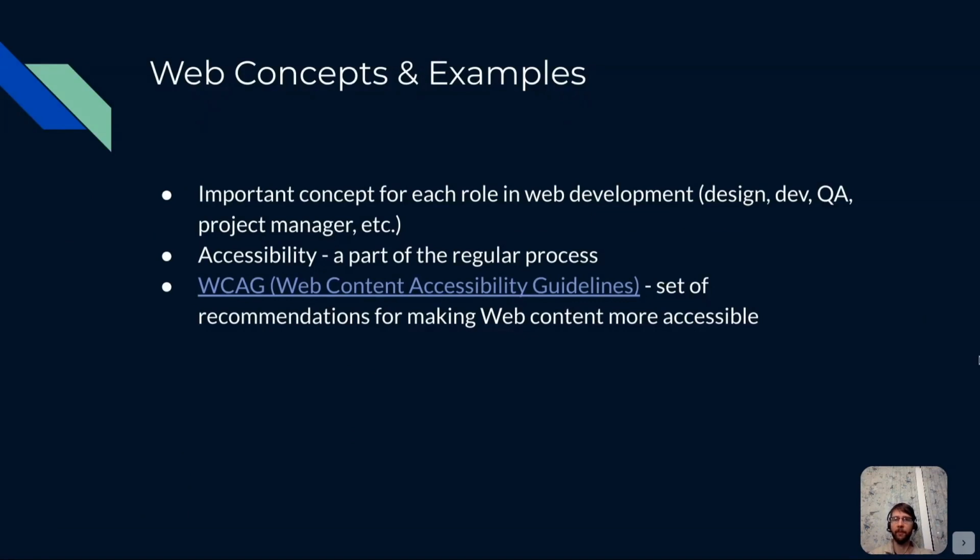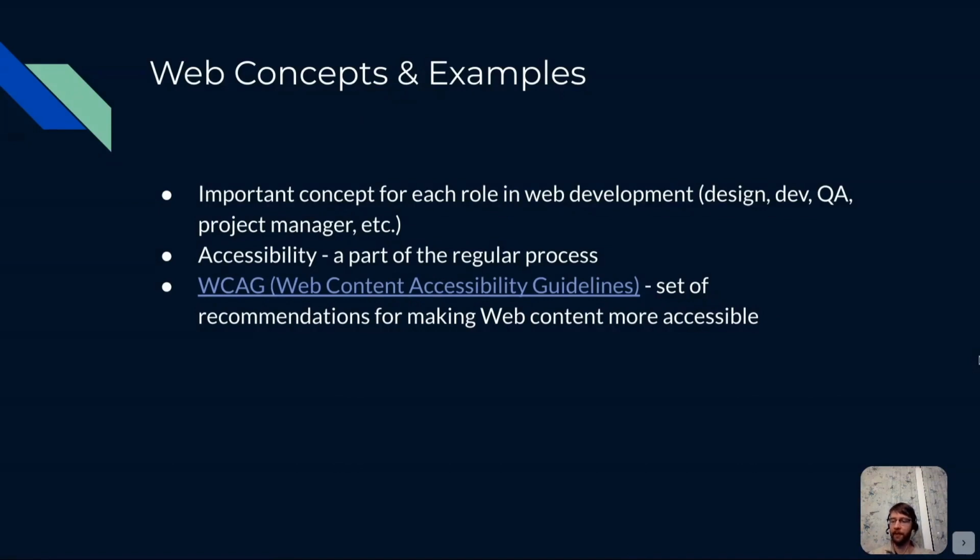There are a lot of accessibility concepts, but the most important ones that we've come across from our time working on web applications are the following. Number one, accessibility is an important concept for each person on the development team, whether that person is a designer, the front-end developer, the back-end developer, the quality assurance person, project manager, or anyone else on the team. Oftentimes, it's easy to think that accessibility is something that just the designer or the front-end developer should focus on, but actually everyone on the team is a part of making accessible features and contributes to making an application more accessible.